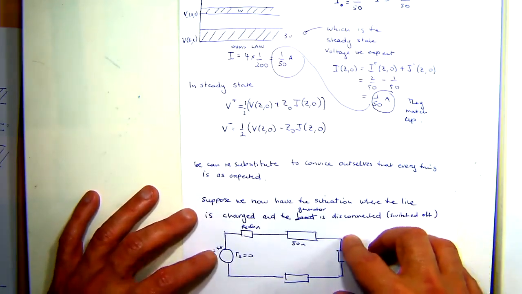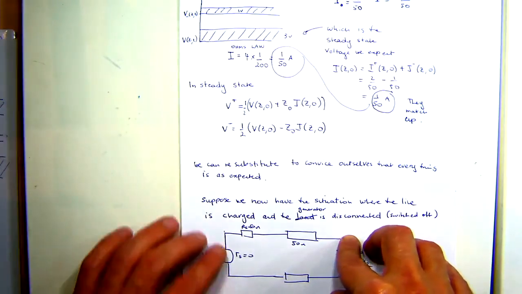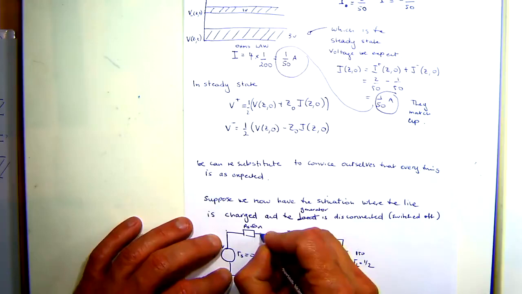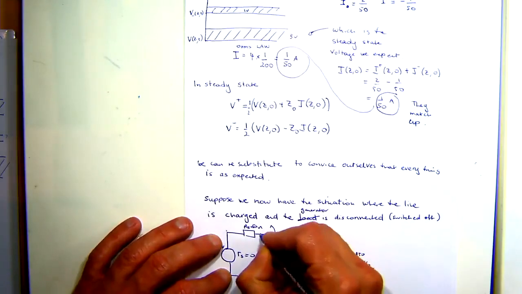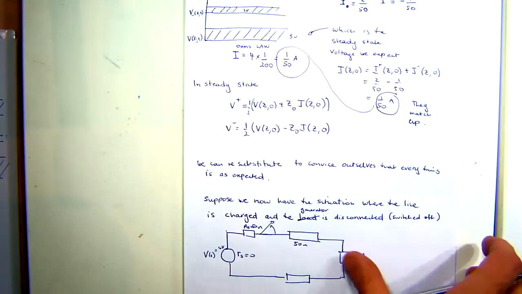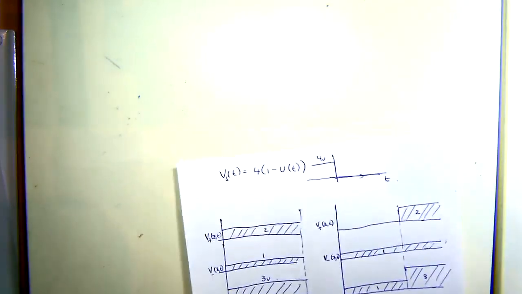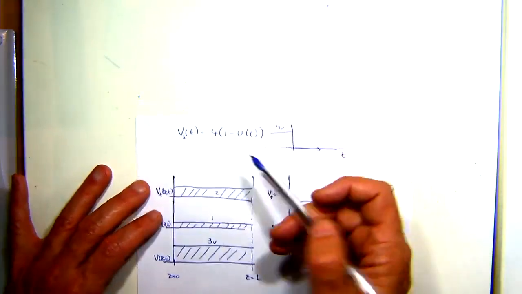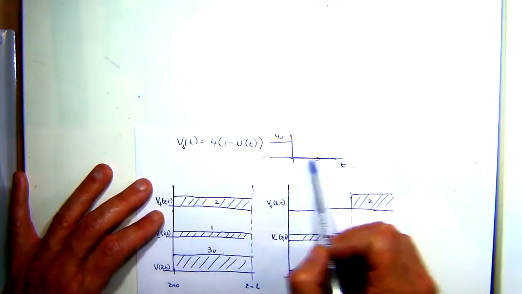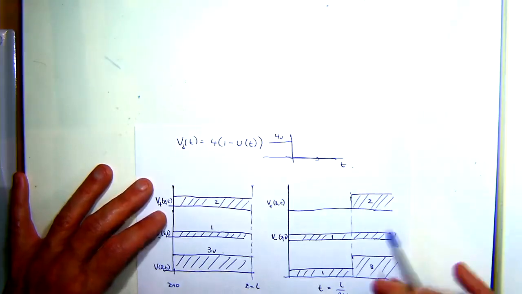Now, suppose we've got this situation, and at time equals 0, I'm going to open the switch. That's all I'm saying. I'm opening the switch. Here what I'm showing is the voltage at the source is 4 volts, then it dies to 0. Let's do our transient analysis.